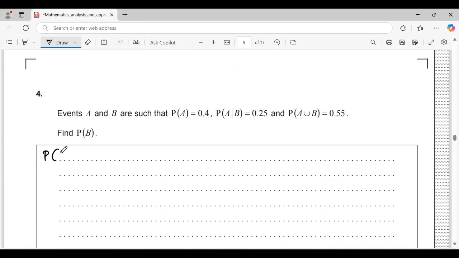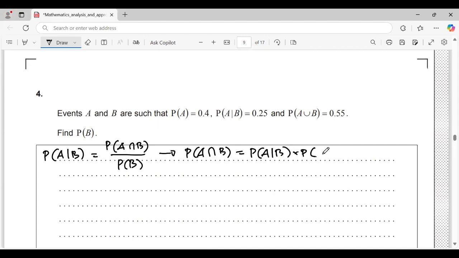The conditional probability of A given B, the formula is the probability of A intersection B divided by probability B. And we can rearrange this formula: probability A intersection B equals conditional probability of A given B multiplied by probability B.